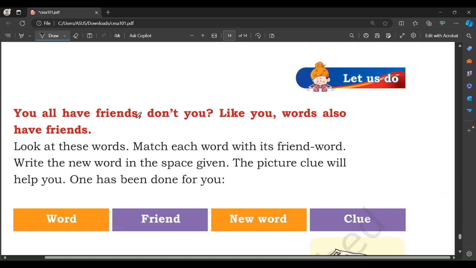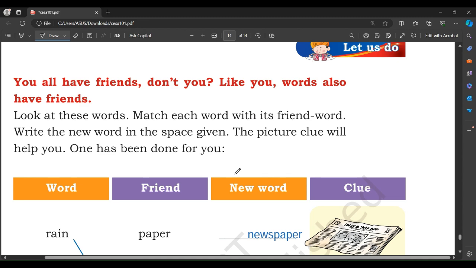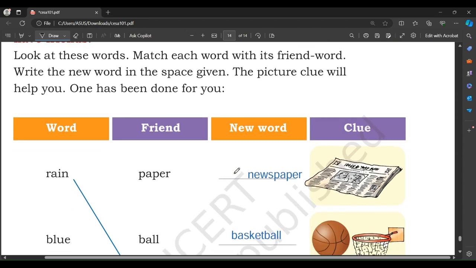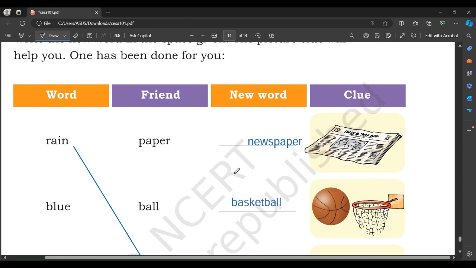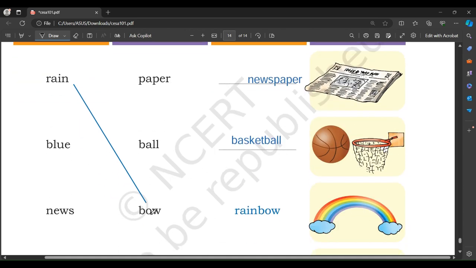You all have friends, don't you? Like you, words also have friends. Look at these words. Match each word with its friend word. Write the new words in the space given. The picture clue will help you. Okay. So listen. This rain had a friend. Who is that? Yeah, bow. And you got the word rainbow, right?